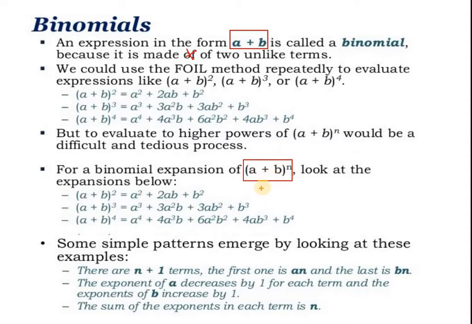If we expand, that is, if we find the value of this binomial expression, we will see that the first term will be a power n, the last term will be b power n. The sum of the exponent of a and b in every term will be equal to n. If the power is n, there will be n plus 1 terms to the right hand side of this binomial expression. So these are the information about the binomial expression with certain power.